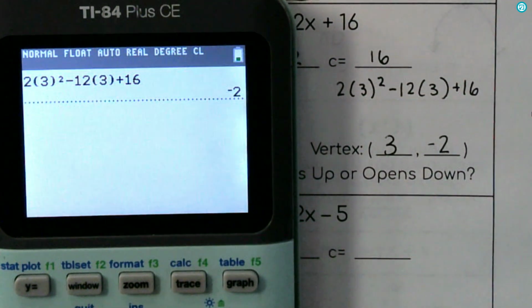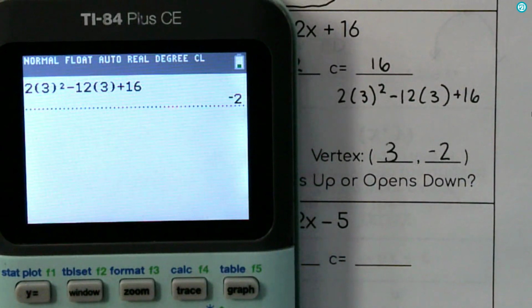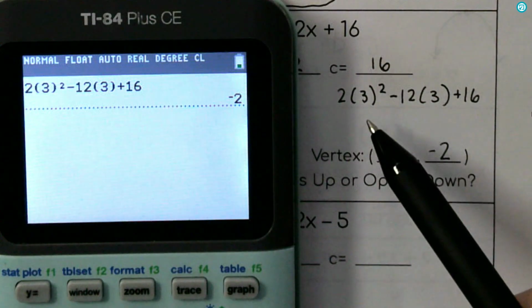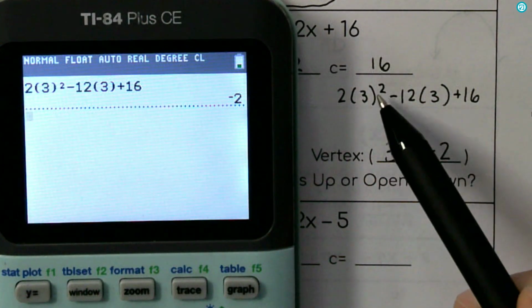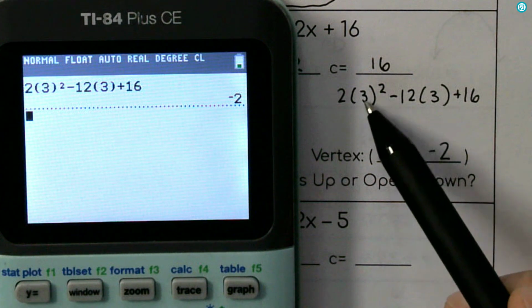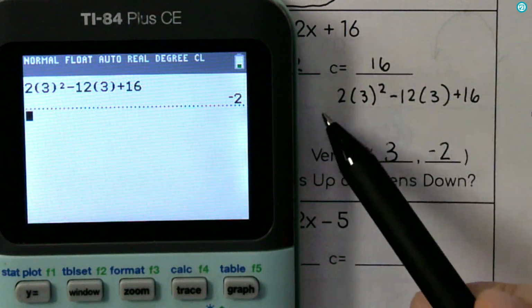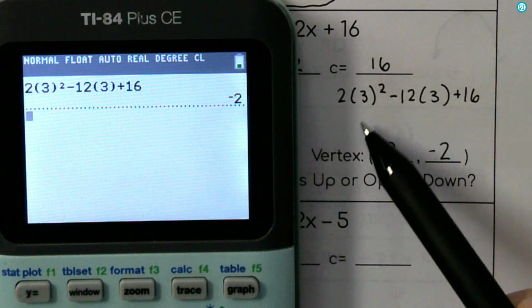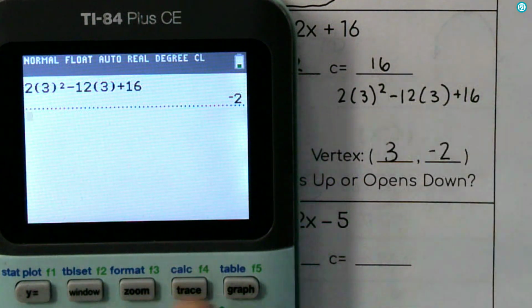Any questions about what we were doing? I know we have some calculator questions. One thing I want to mention at this point is if you're going to do this by hand without a calculator, remember order of operations. You would need to do 3 squared and then multiply by 2. So 3 squared is 9, then 9 times 2 is 18. You don't want to do 2 times 3 and then square that and get 36.